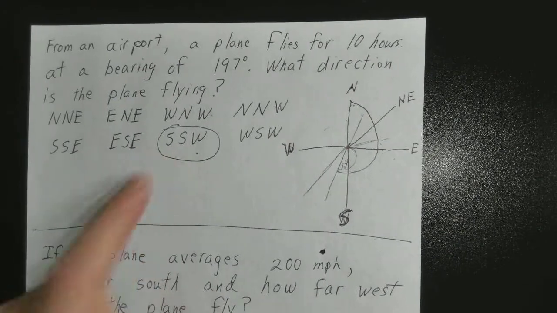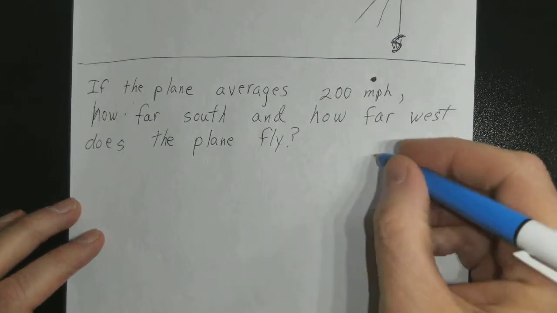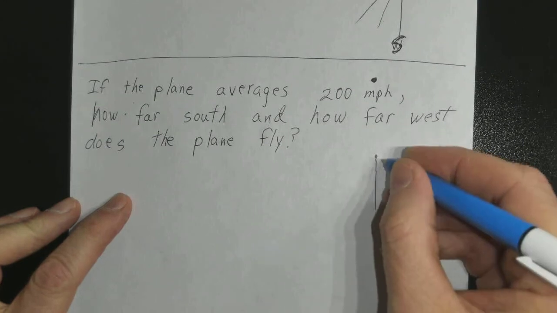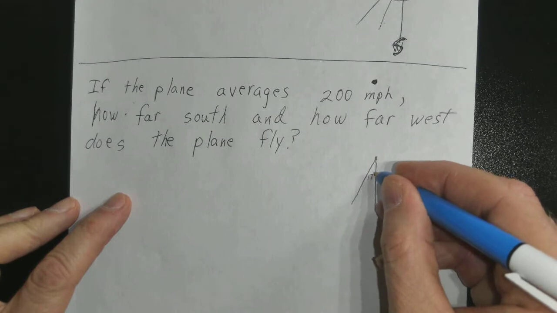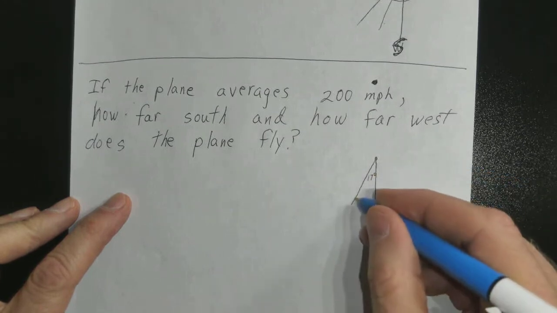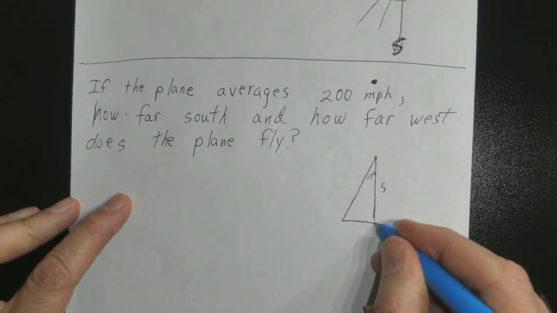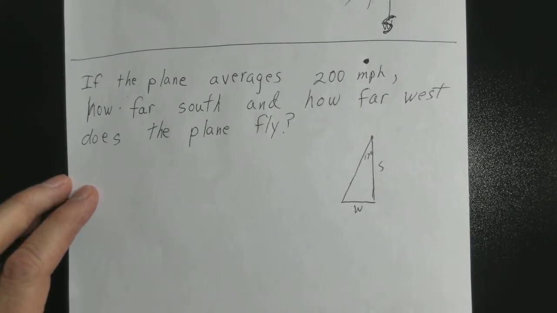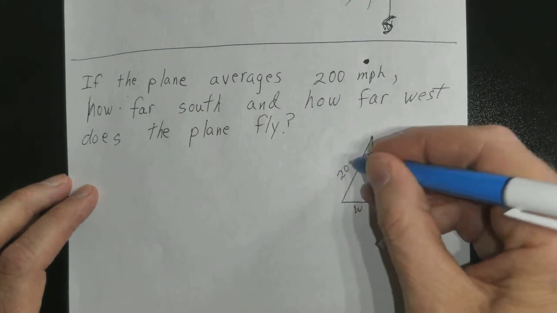Okay, I forgot to explain this. I'm going to record this answer. So the plane starts here. This is 180. The direction, this is 17 degrees. Is everybody good with that? This is the south direction we want, and this is the west direction that we want. We all good? This is a right angle. This is 2,000 miles.